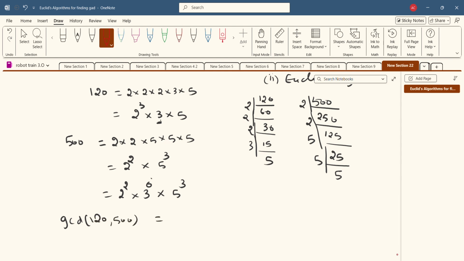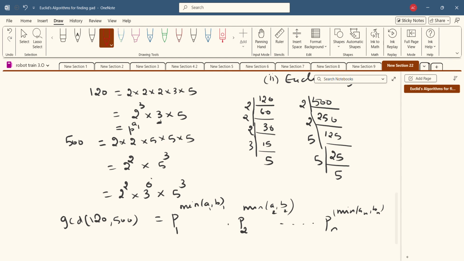So this is the formula. The GCD is P1 to the power minimum of A1, B1, times P2 to the power minimum of A2, B2, and so on, up to Pn to the power minimum of An, Bn. So what do we mean by A1, A2 and all? The numbers are written as P1 power A1, and so on. P and Q are all prime numbers.